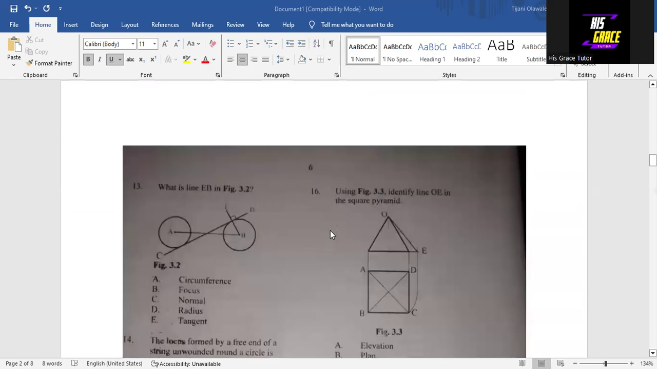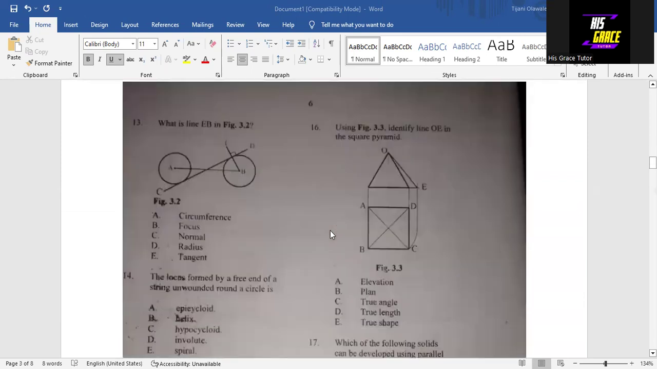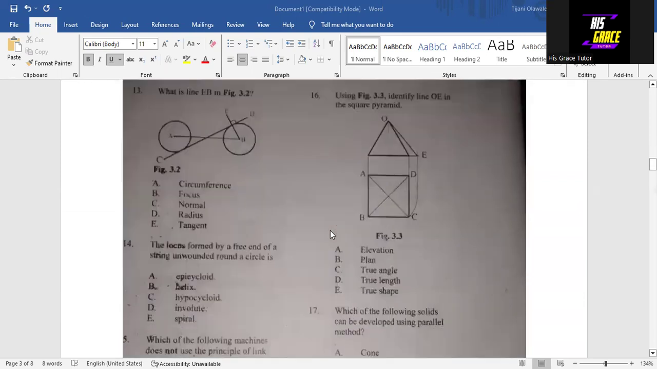Then move to question 13. What is the line EB in figure 3.2? So line EB in figure 3.2 is a normal.